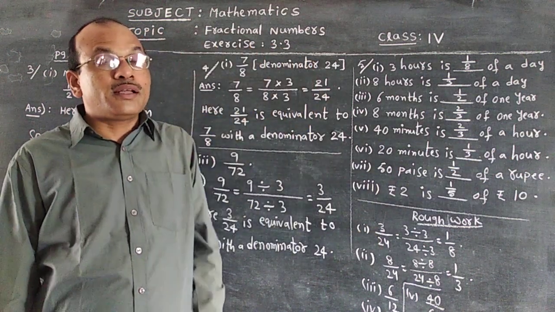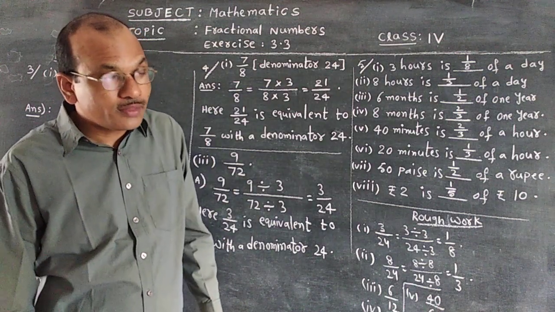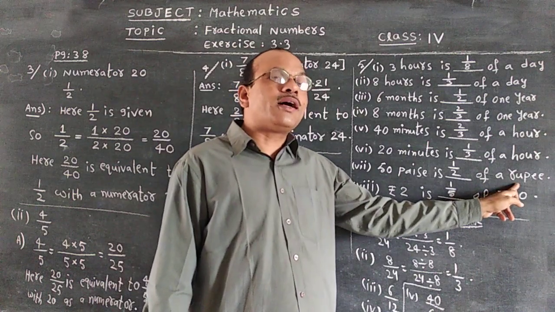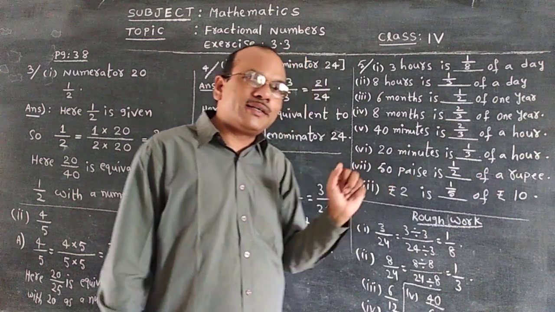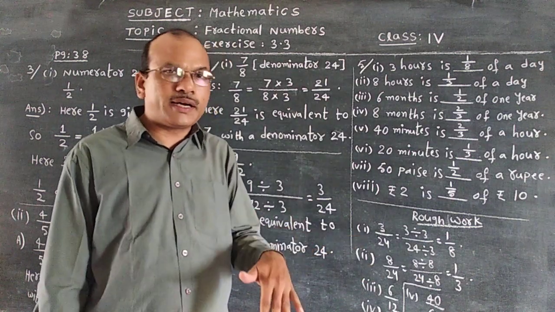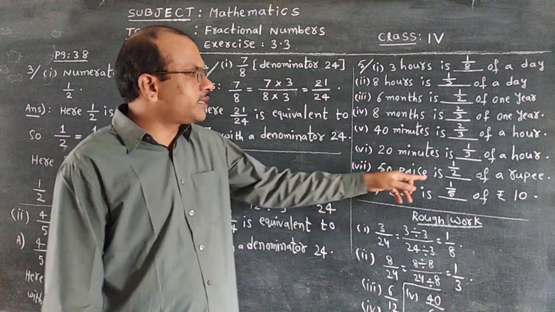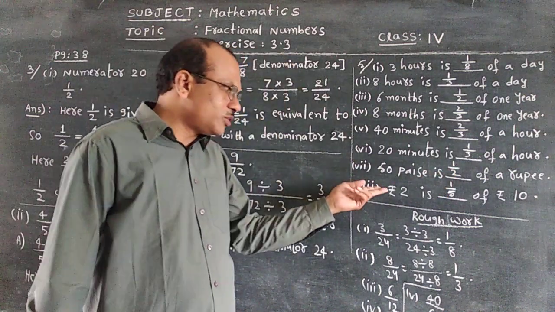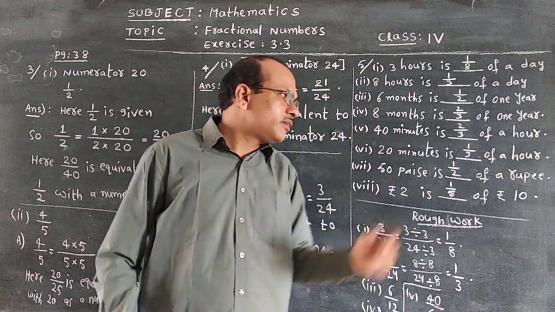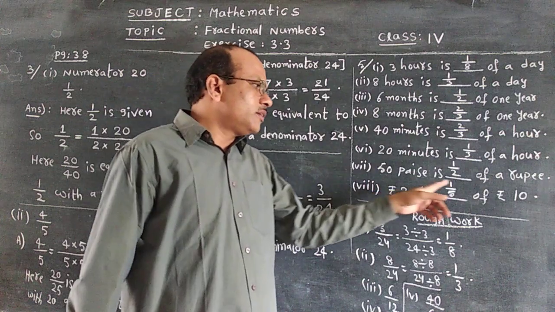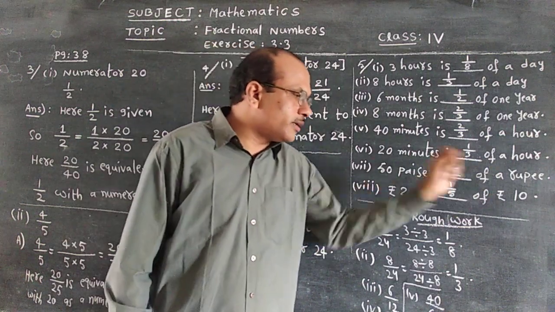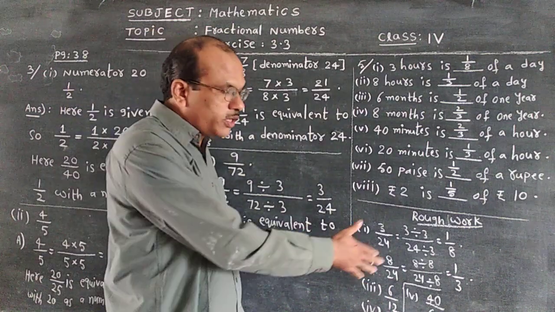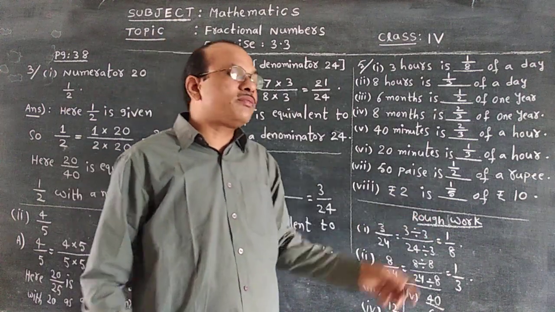See once the 7th one: 50 paise is dash of a rupee. In 1 rupee there are 100 paise. Here it is 50 paise, and 1 rupee means 100 paise. So 50 by 100. If you do the same procedure, you will get the answer 1 by 2. That is the method of doing these blanks. Last one: 2 rupees is dash of 10 rupees. Here 2 rupees, there 10 rupees. That means 2 by 10. Here we will do the rough work 2 by 10. If you cancel or do the divisions in this way, you will get 1 by 5.